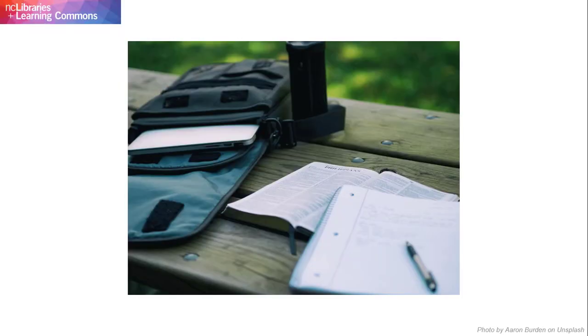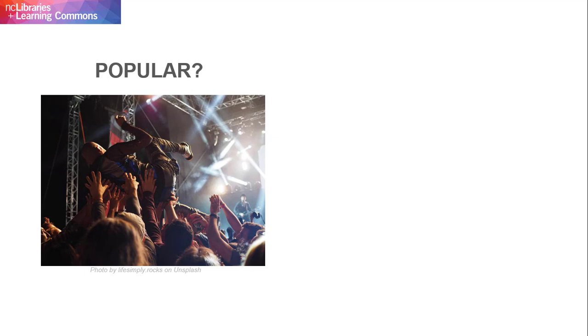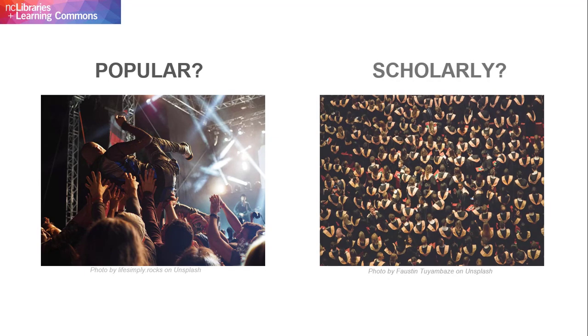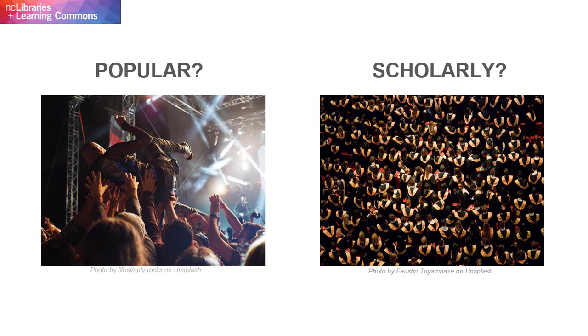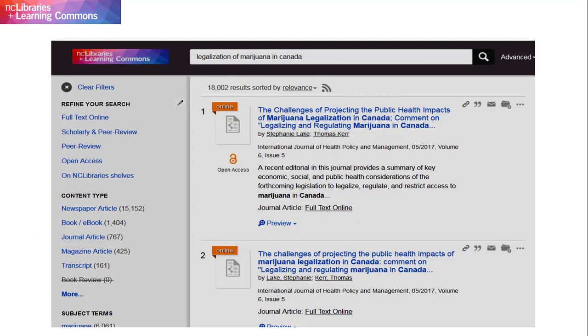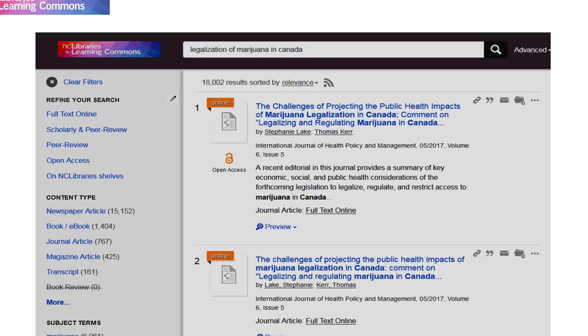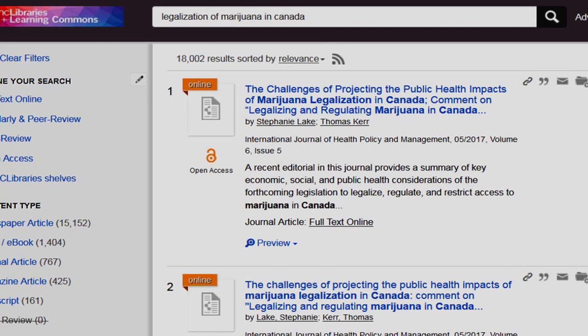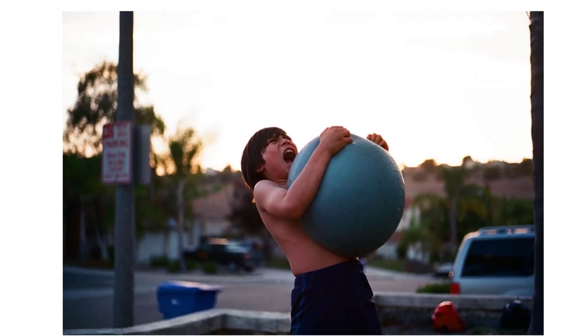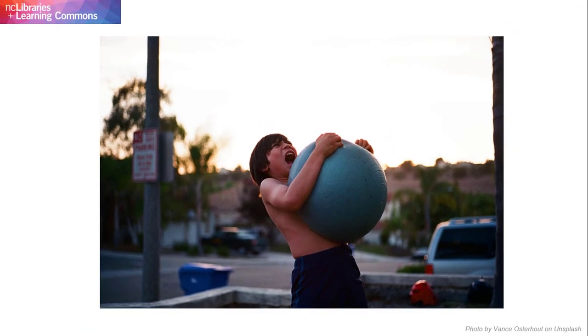So, your instructor has given you an assignment, and she wants you to find one article that is from a popular periodical and one article that is from a scholarly periodical. You've found some articles in your library's online catalog, but you can't tell which articles are scholarly and which articles are popular. You're starting to get frustrated.